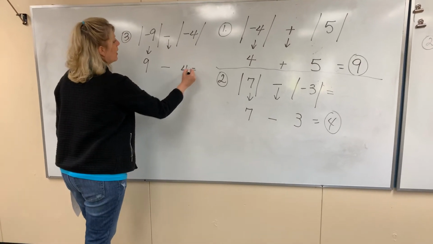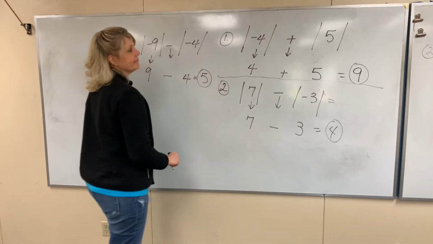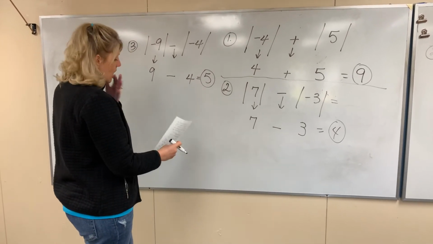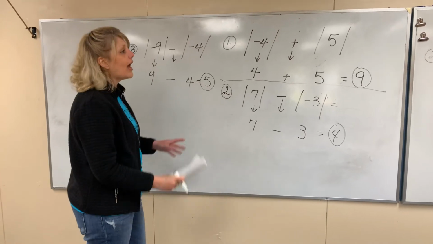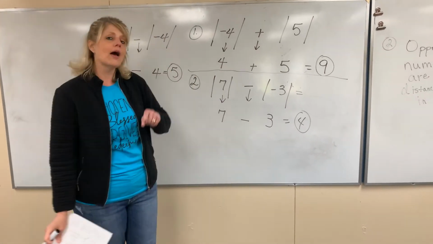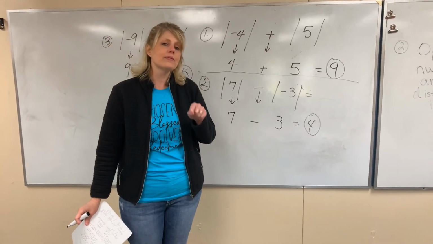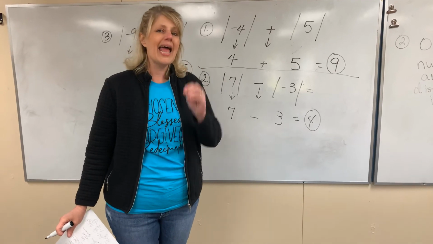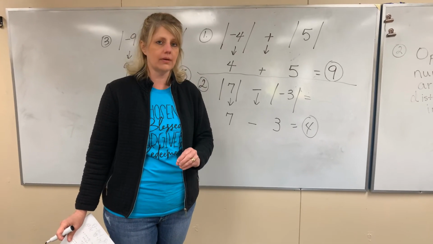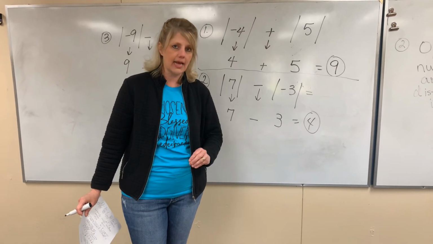So let's solve the equation. What's 9 minus 4? 5. Okay? So, again, on absolute value, the whole lesson is about absolute value. You now know what the sign looks like. And now you know that all absolute value means is how many steps are you from 0? And it cannot be negative steps.